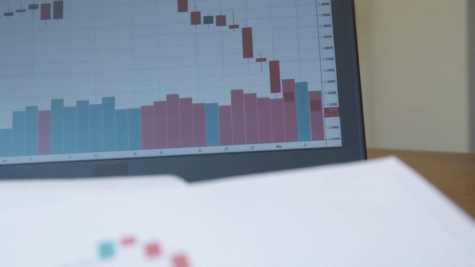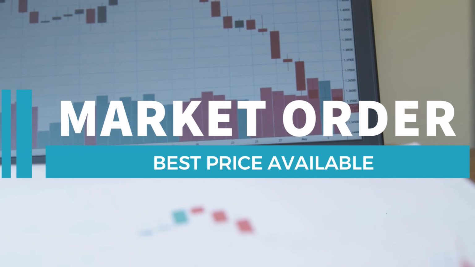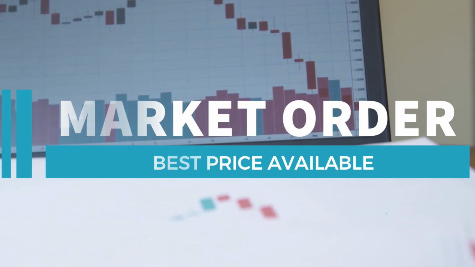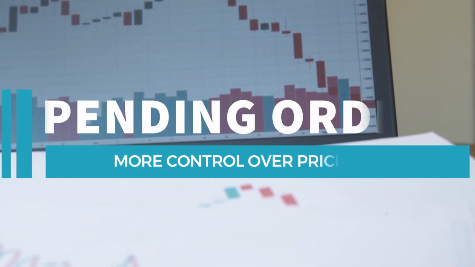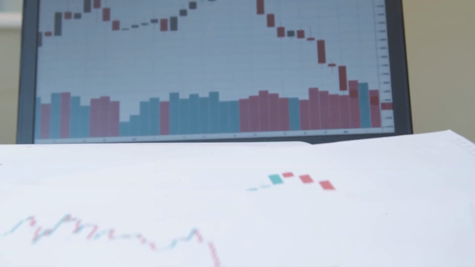So compared with market orders that involve buying and selling immediately at the best available price in the market, with pending orders, you get a little bit more control over the execution price of your trade. It's not foolproof. Nothing is. There is slippage, there is rejection, but there are some huge benefits to using them.